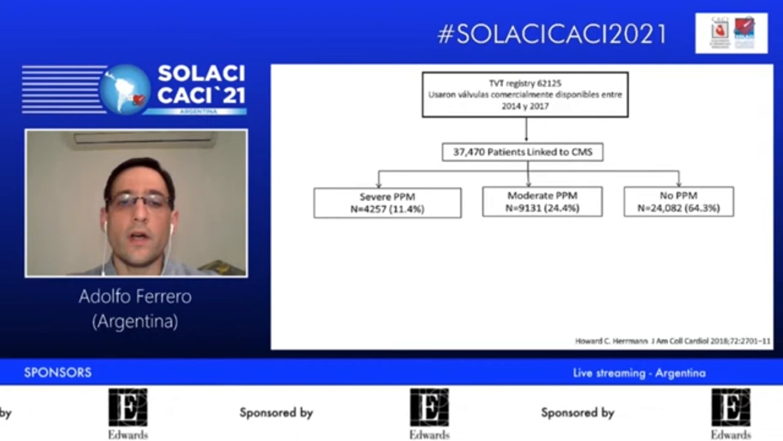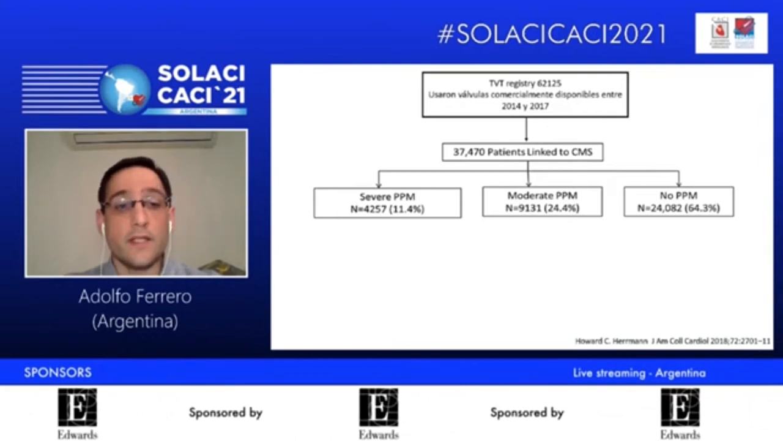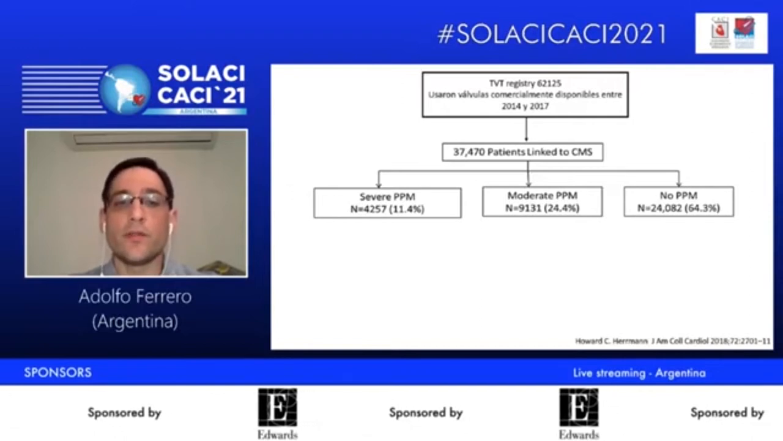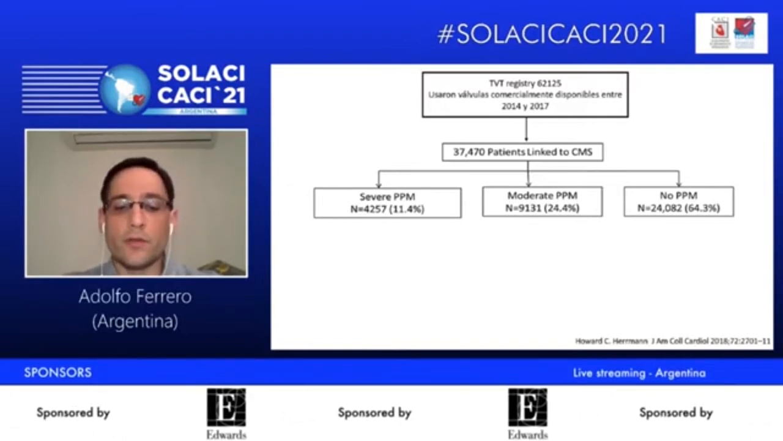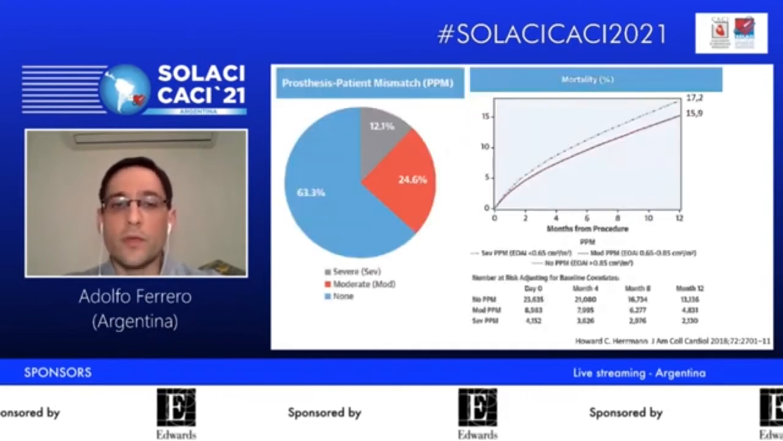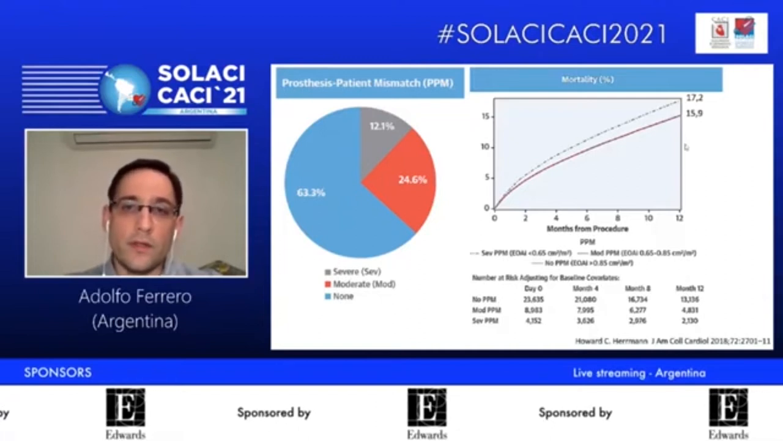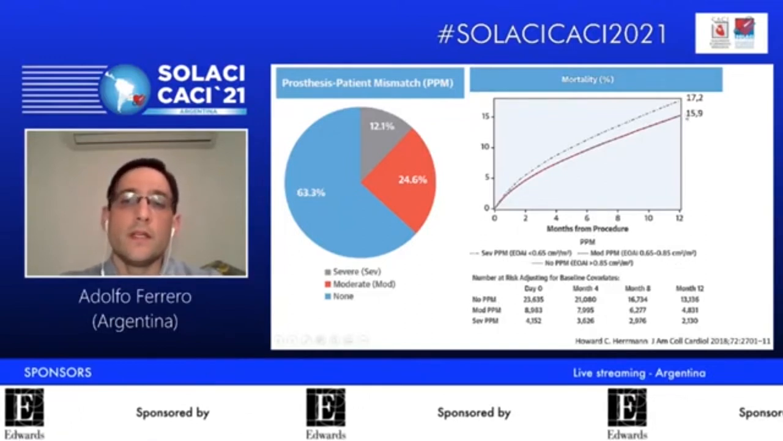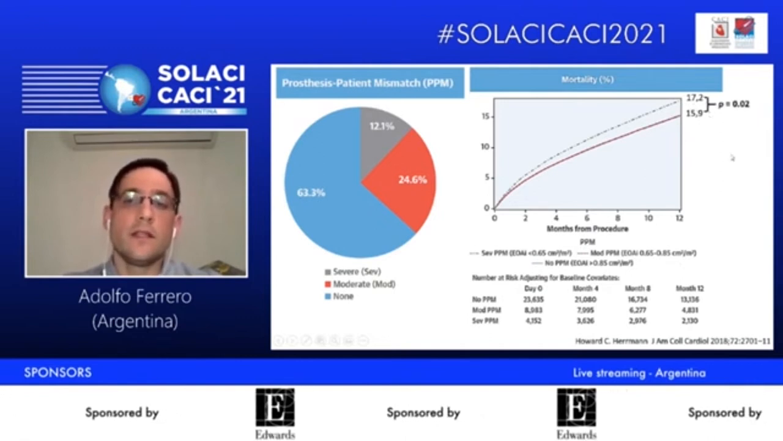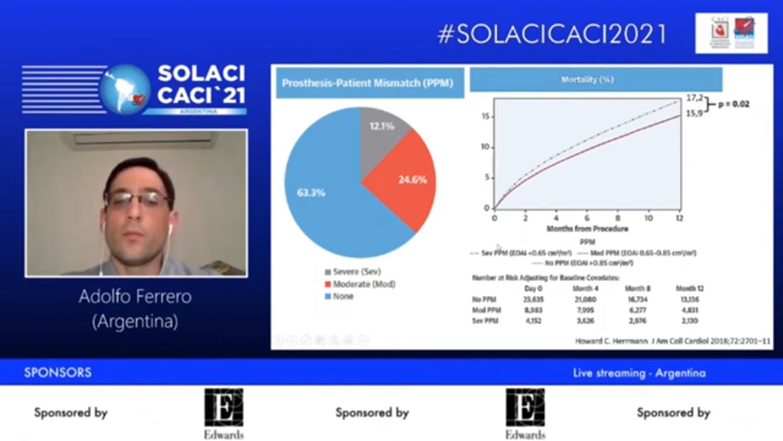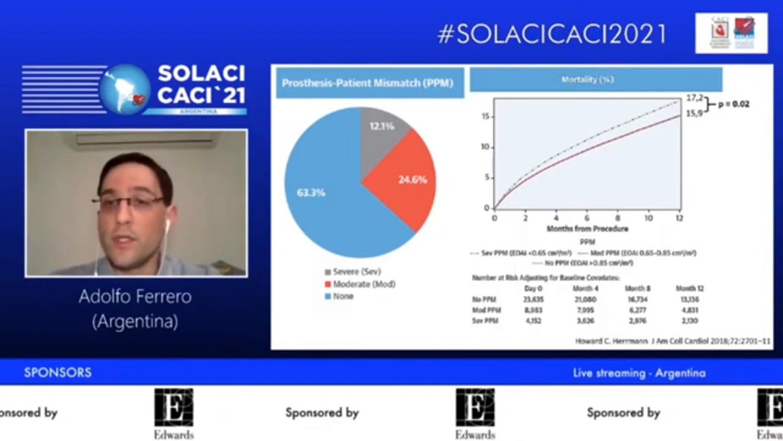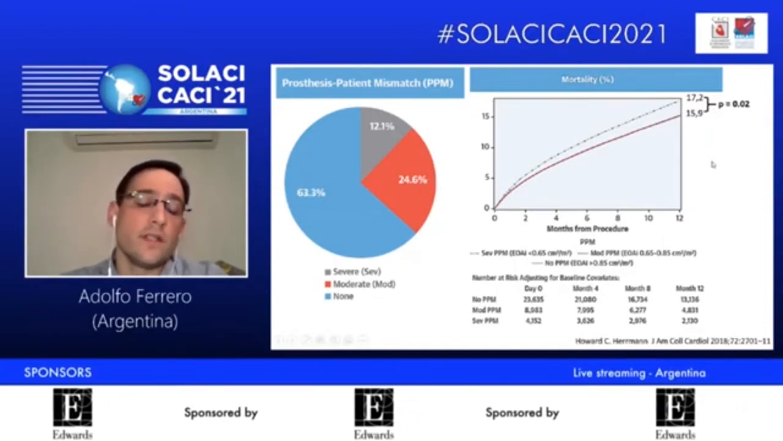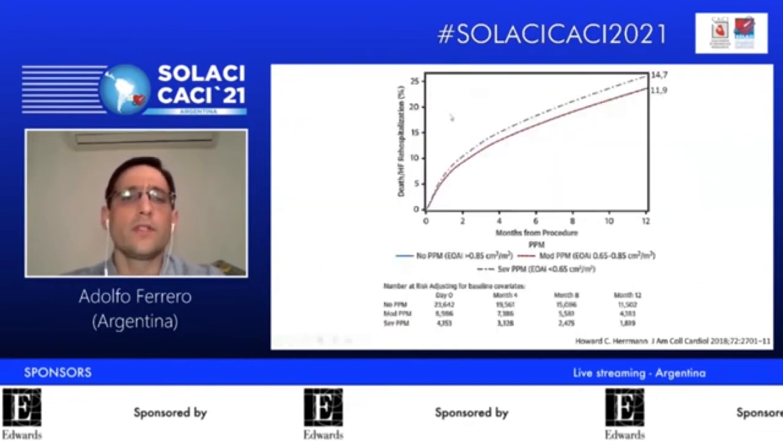Up to 37,000, we have very trustable data. So we have about 12% of severe patient-prosthesis mismatch and about 25% of moderate. If we take a look at the events in terms of mortality, you can see that moderate or no PPM is more or less the same, and it is statistically significant in comparison with severe patient-prosthesis mismatch. So this great number of patients makes this small difference significant.